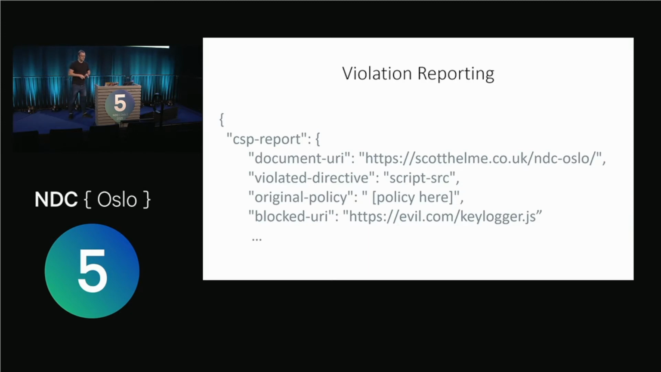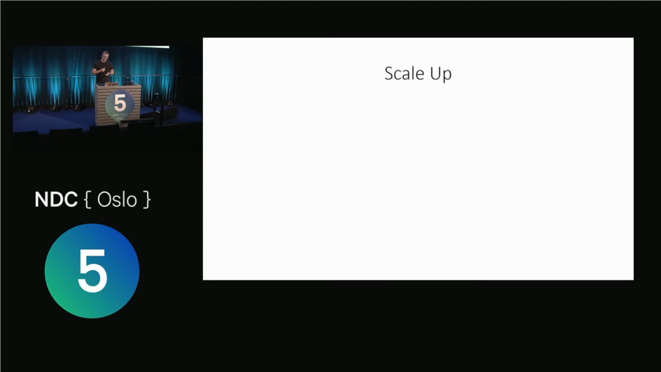Now, when we started the service back in 2014, we were receiving a reasonably small volume of these JSON payloads. So in a good month, we would process somewhere in the region of 1 million of these violation reports and small numbers of other pieces of telemetry.